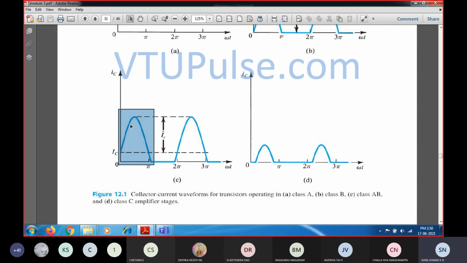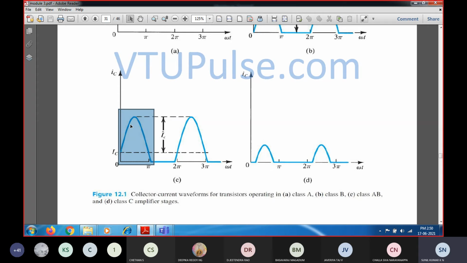For this type of output waveform, the class AB amplifier is biased in such a way that it is greater than the cutoff point and less than the center of the load line. If you operate like that, then for a given input cycle you get an output greater than 180 degrees and less than 270. That is the operating angle for this class AB amplifier.